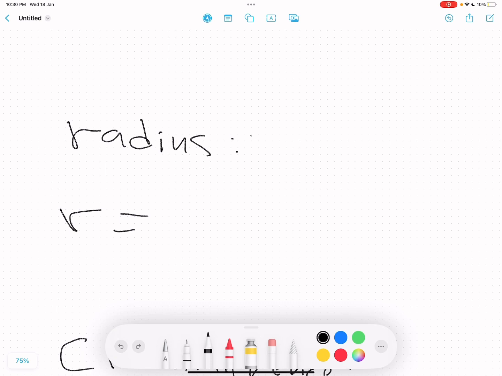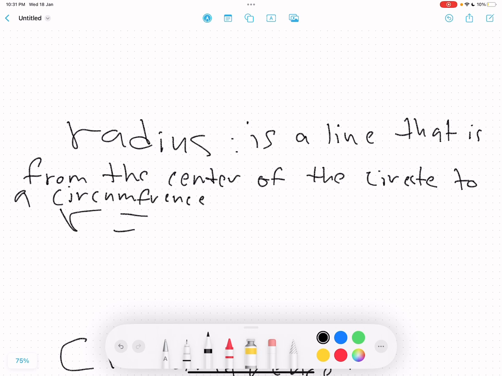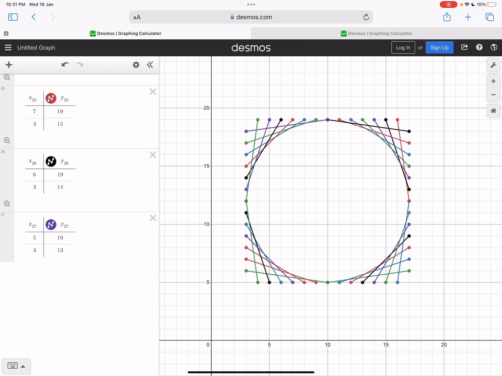Now the radius is a line from the center of the circle to a circumference. Now from the circle we just made, we can hardly find the radius because we don't have the center of the circle. So we need to find the diameter of the circle.